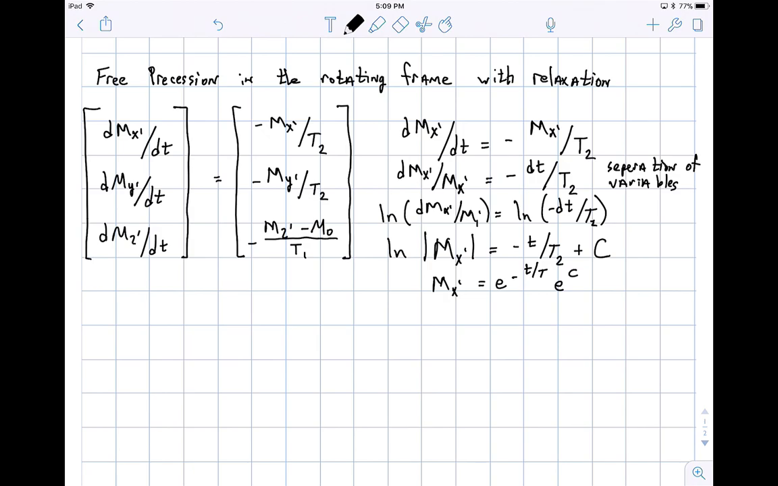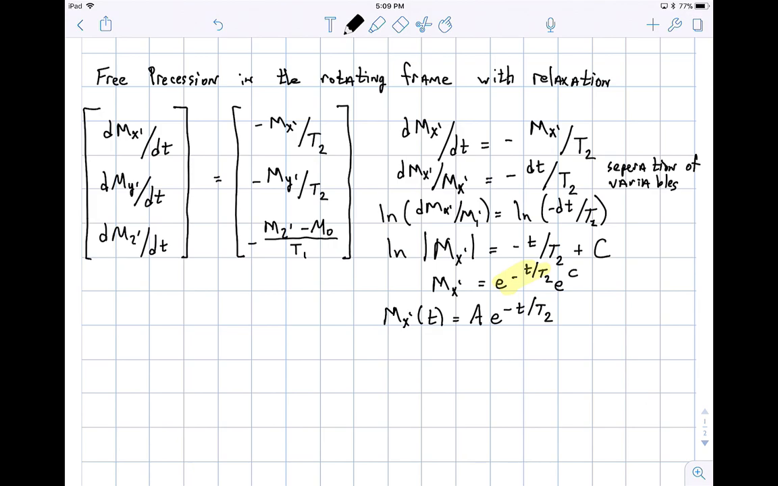And so that just tells me that my x prime magnetization is going to decay as a function of some T2 component. And there's a constant that is there as well. So I could just write that one more time, a little bit more explicitly, as Mx prime of time is equal to some constant in front times e to the minus t over T2. Just let e to the constant be some other constant.